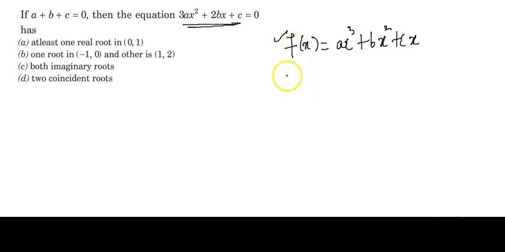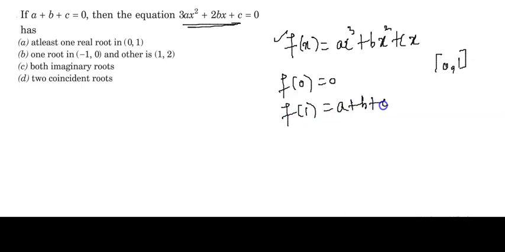Next, in the interval [0, 1], what will be the value of f(0)? That will be 0. And the value of f(1) will be a + b + c, which is also given as 0. So the third condition, f(0) = f(1), is satisfied. So all three conditions of Rolle's theorem are satisfied here.